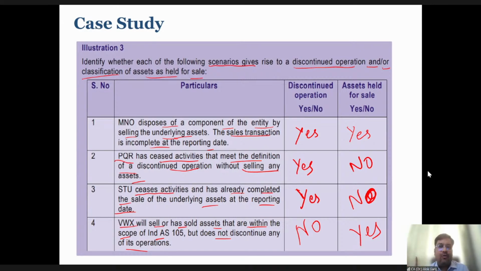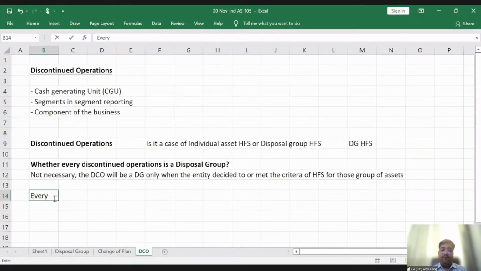See, every disposal group is not a discontinued operation. Please write down: every disposal group is not a discontinued operation. Again, I am saying that every discontinued operation, every DCO is not a DG, and every DG is not a DCO, right? Understood? In discontinued operation, if you are not selling your asset, it is not a disposal group held for sale.